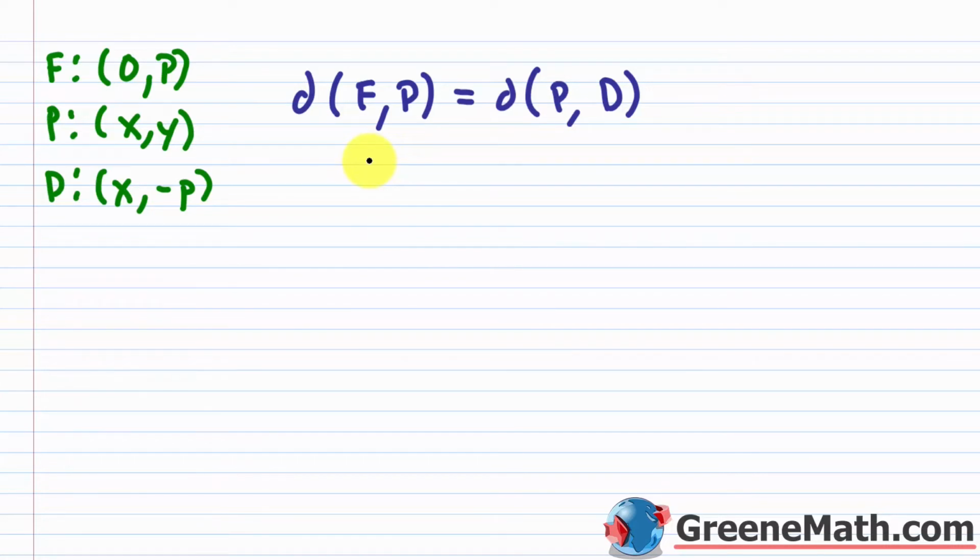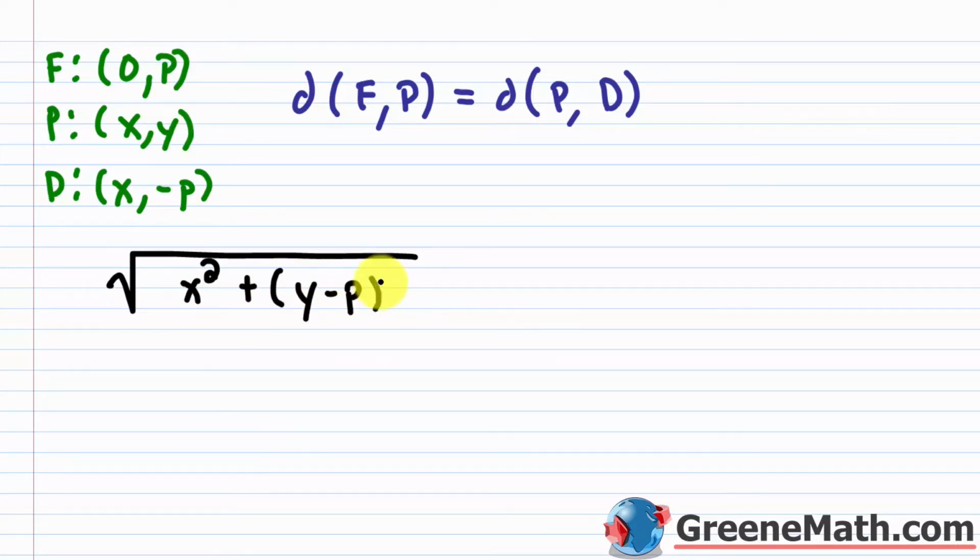So what we'll do is we'll do our distance formula. So square root of, let's say this is the second point and this is the first point. So it's x sub 2 minus x sub 1. So x minus 0 is x, and that's squared. Then plus, it's y sub 2 minus y sub 1, quantity squared. So y minus p, quantity squared. Okay, so we've got that part set up.